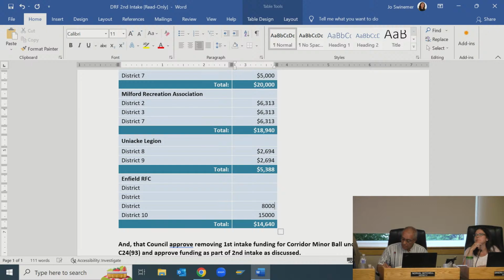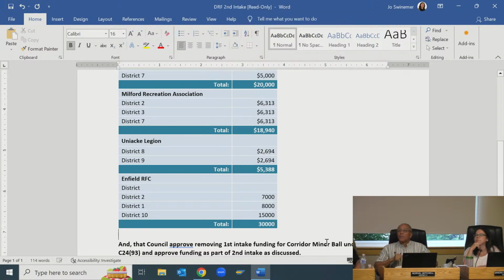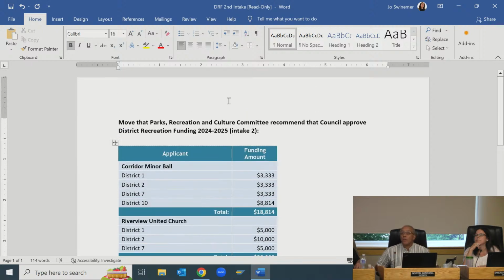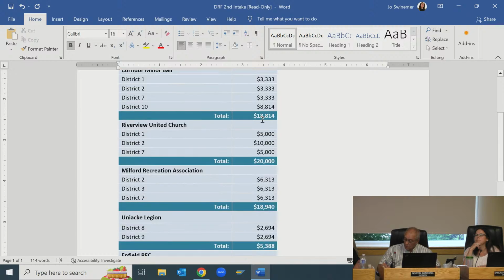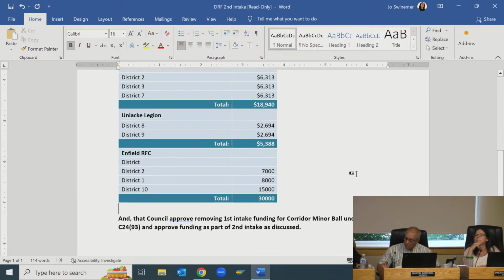And 8 and 7. You're gonna fill those in and then. Yep, there's the motion right now, District 2 and District 1. And this is now 30. And so the motion at the top, just that you approve the DRF for the second intake as below. All right.